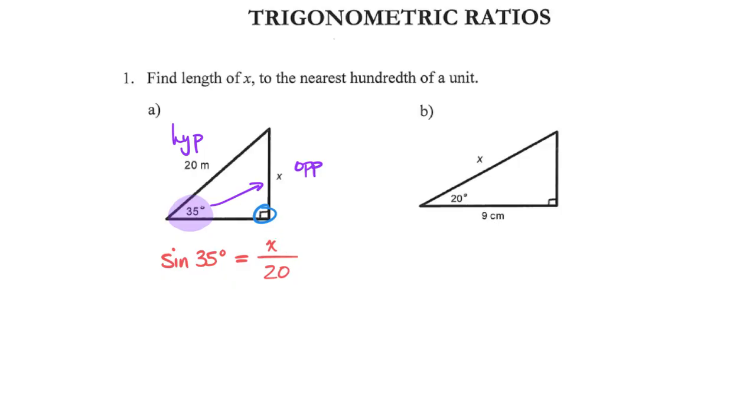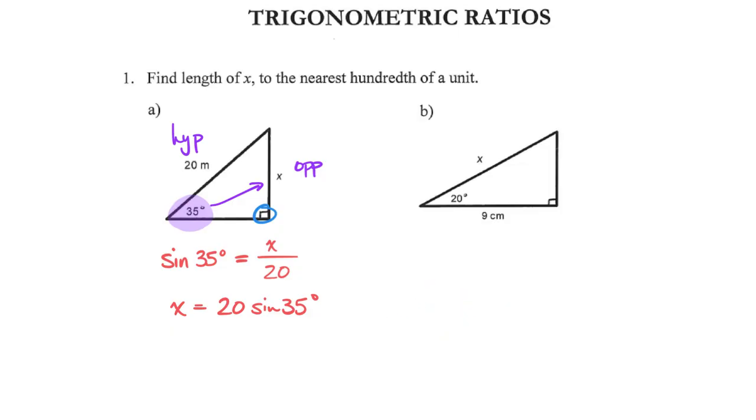What that means is I have to get rid of my divide by 20. How do you get rid of a divide by 20? You multiply by 20. So what I'm going to do is I'm going to multiply out my 20. That now gives me 20 sine 35 degrees. Okay, couple things in terms of our notation. I want you to notice I don't write 20 times sine 35. I don't need to write the multiplication symbol in between.